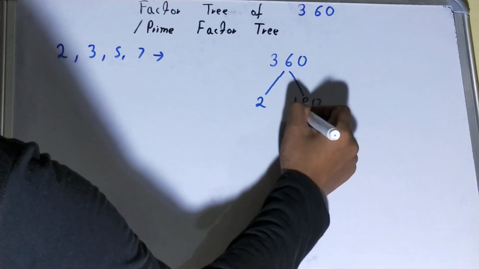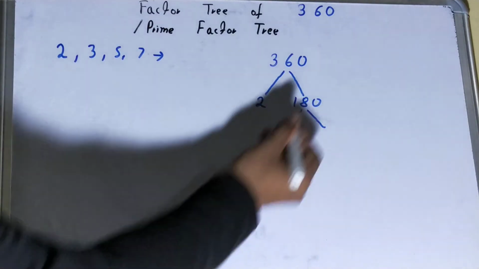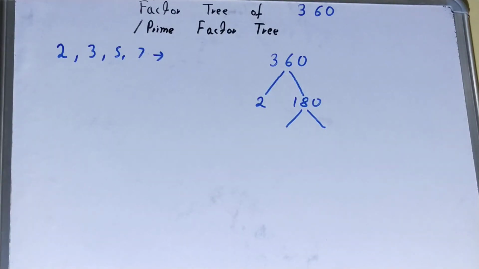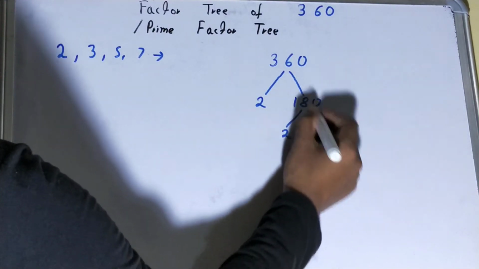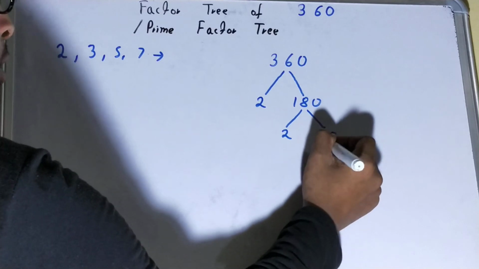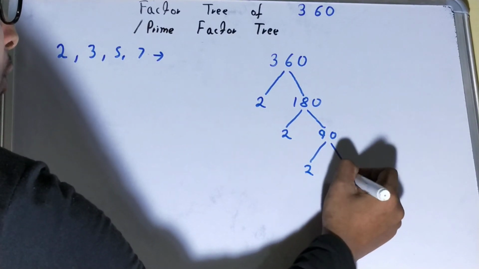Now 180 is a composite number, so we need to factor it again in the same way. Let's compare it. Is 180 divisible by 2? Yes. So one factor will be 2, and the other will be 2 into what times is 180? 2 into 90 times. Same with 90 we need to do. One of the factors will be 2, and the other will be 45.